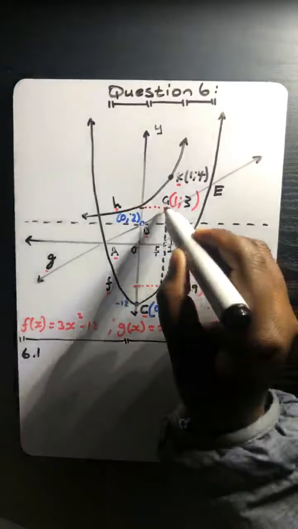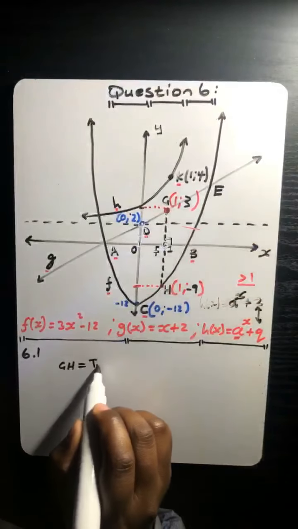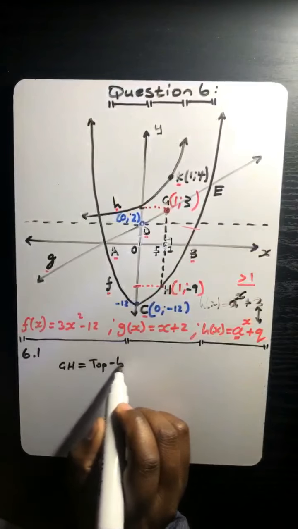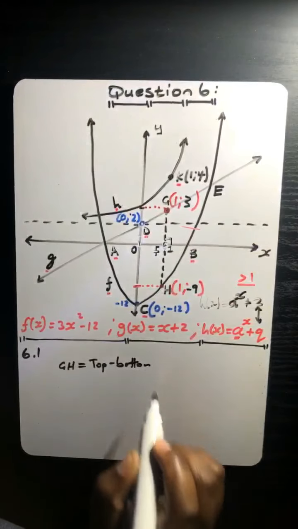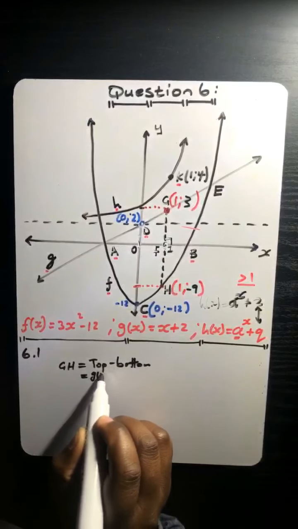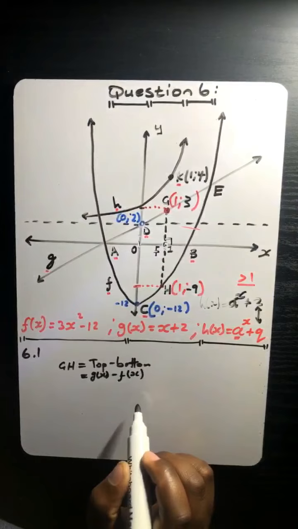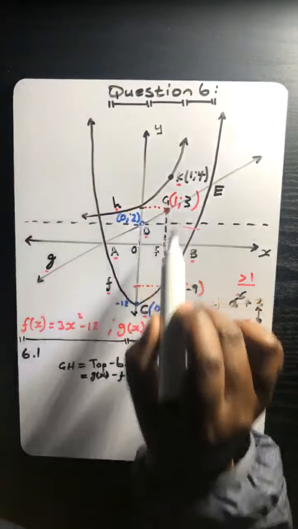So the length of gh is equals to top graph minus a bottom graph. Which graph is at the top? Is this one for g of x. You're going to minus the one for f of x, only when you look at that portion there.